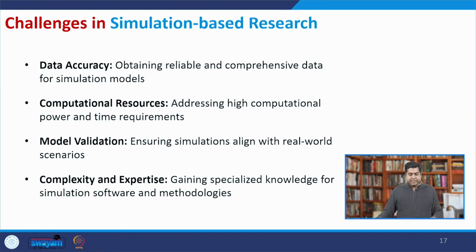Now there are a few challenges in simulation based research in architecture and planning. The first is data accuracy. Obtaining reliable and comprehensive data for the simulation model is very important, because we have to understand it is a system generated solution. If you give any input, it will give you the output, but how to interpret it is very important. If you are able to give proper data and train your model effectively, it can replicate almost the real scenario. Otherwise it will always have some sort of issue. So you need very accurate and reliable data.